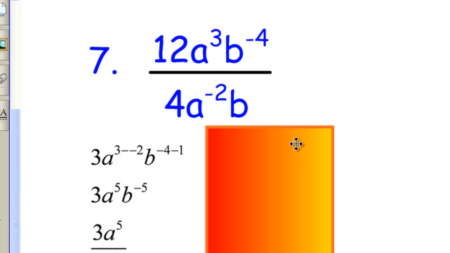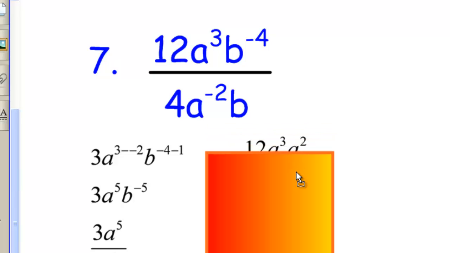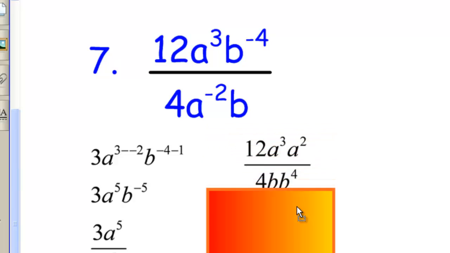All right, when I'm doing this, what some students do is they get rid of the negative exponents to begin with. So they just completely rewrite the problem using positive exponents. So the 12 a to the third stays on top, but then a to the negative second would move to the numerator as a positive exponent. B to the negative fourth would go to the bottom or the denominator as a positive exponent. And then the 4 and the b stay in the denominator because they don't have any negative exponents. I don't have to reciprocate them.